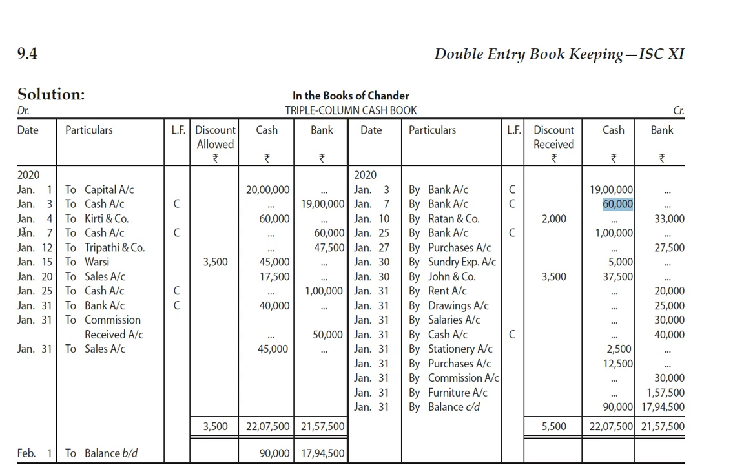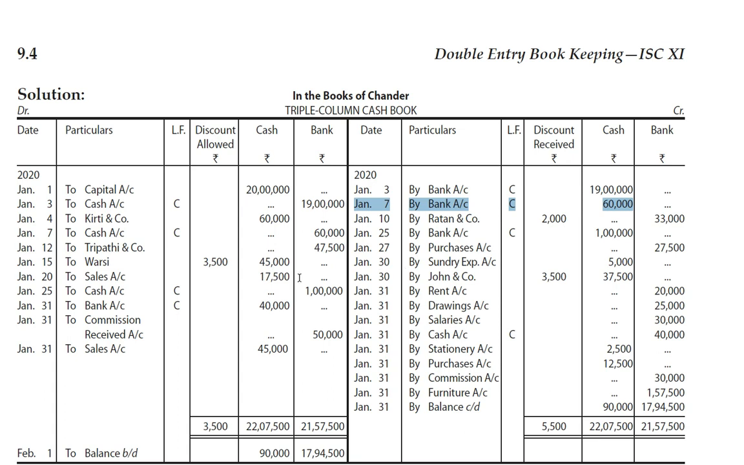So see, from January 7 I am putting the 60,000 rupees in the bank column. On the same date, that is January 7, the bank account, so by bank account in the cash column I am writing the 60,000. The logic is this: whenever any cash amount you are depositing into the bank, your bank balance will increase and your cash balance will be reduced.